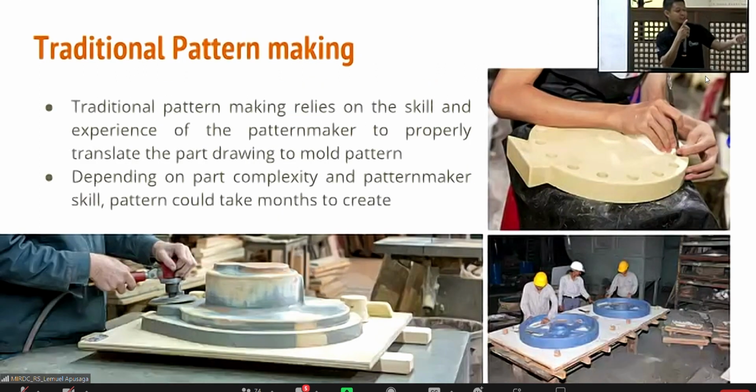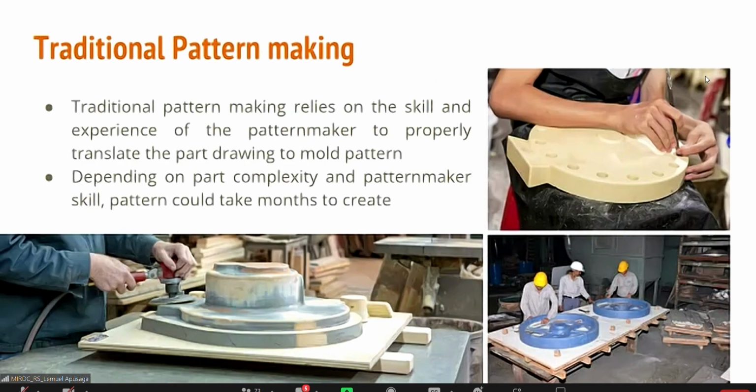So traditional pattern making relies heavily on the skill and experience of a pattern maker, especially for wooden patterns, to properly translate the part drawing to the mold. The pattern maker interprets the 2D drawing. So, for example, you have a flange or a sleeve. He takes the diameter of one part and then draws it at one-to-one scale in the wood and cuts it out.